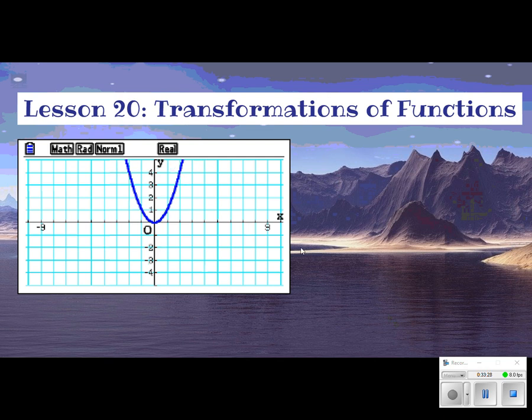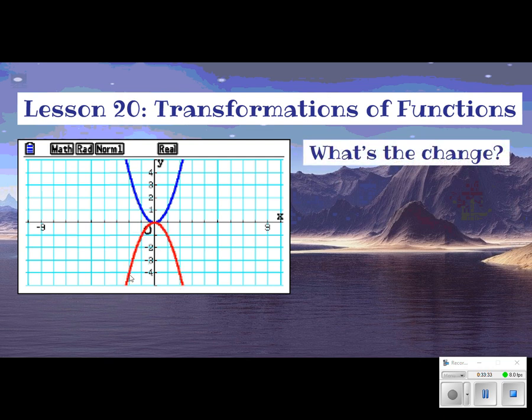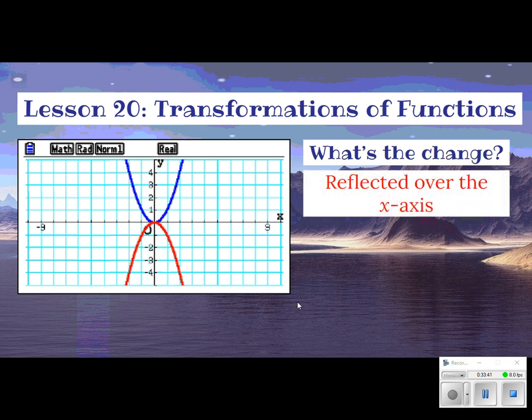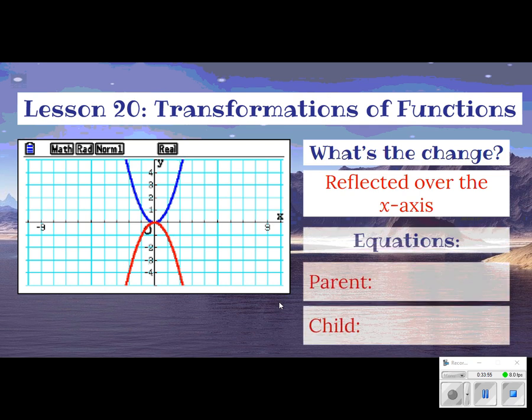All right, so here is our parent function. This is the quadratic function family. And then here is my child function. And if you notice, it looks exactly like the blue function, except it's been flipped upside down. So it's reflected or flipped. I'm okay if you say flipped over the x-axis. Now we do want to say over the x-axis. I would like you to put that because there are other flips that you can make.